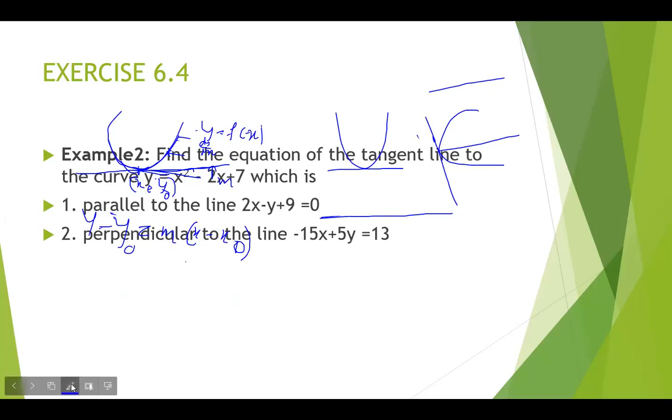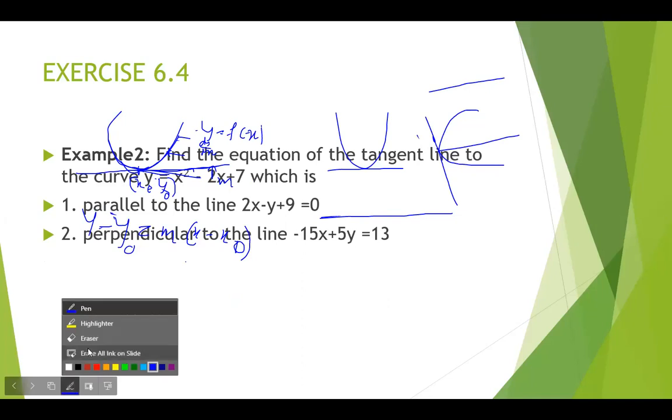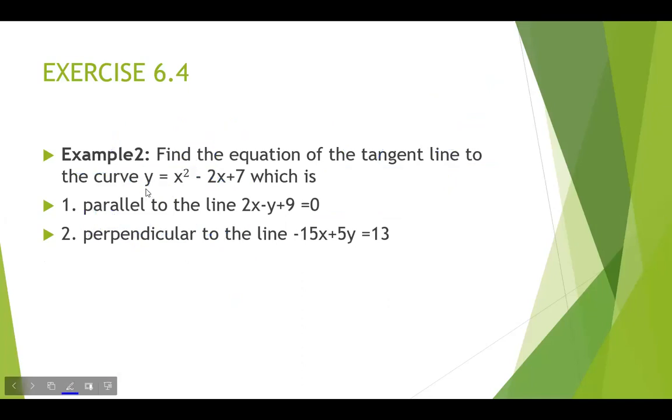Find the equation of the tangent line to the curve y = x² - 2x + 7. Here they have not given the point, nor the slope, but there is a curve like this. For this curve, the tangent drawn, this equation you have to find out. They have given a clue to find the slope of this line and the point of contact, as it is parallel to the line.